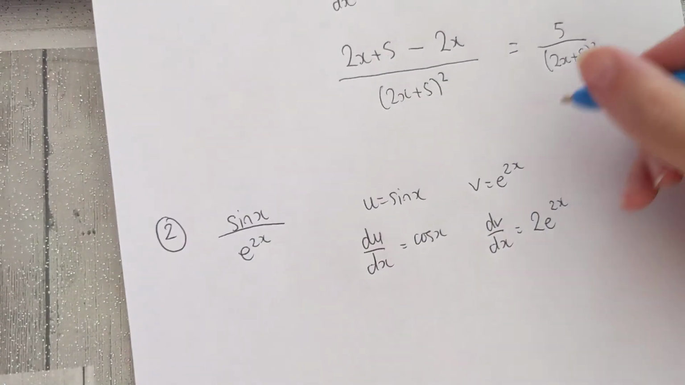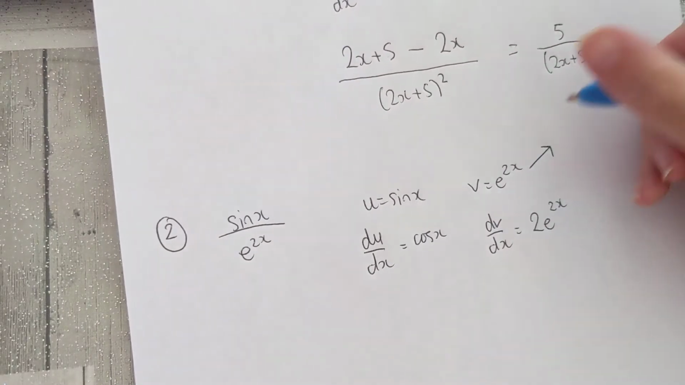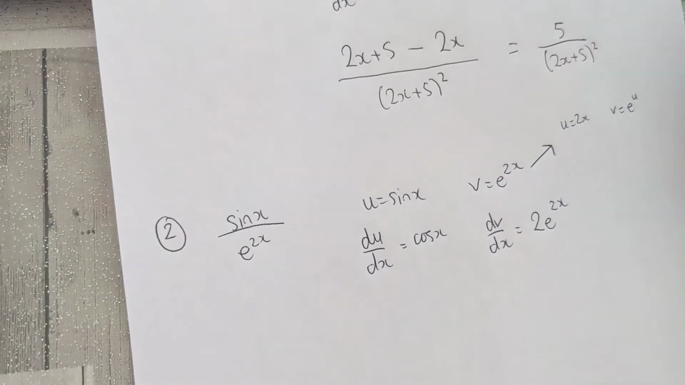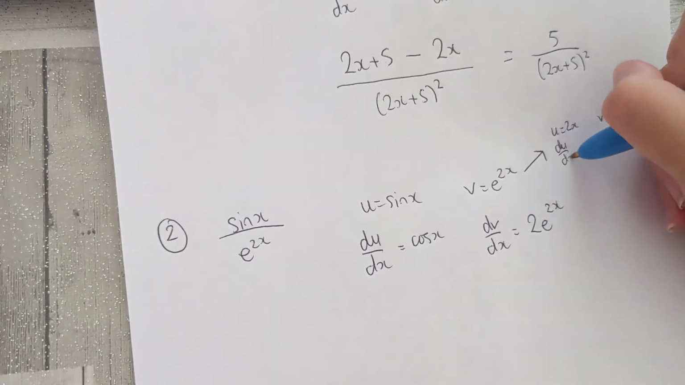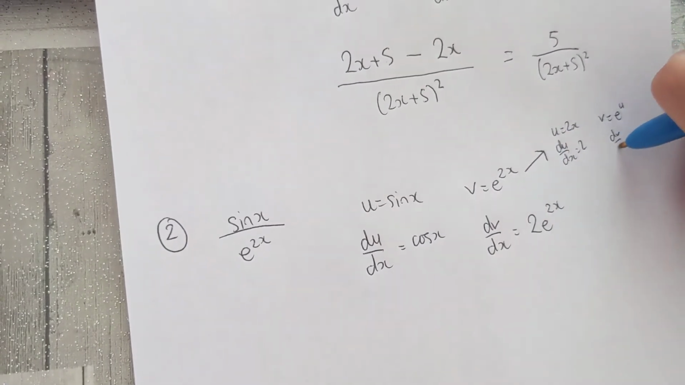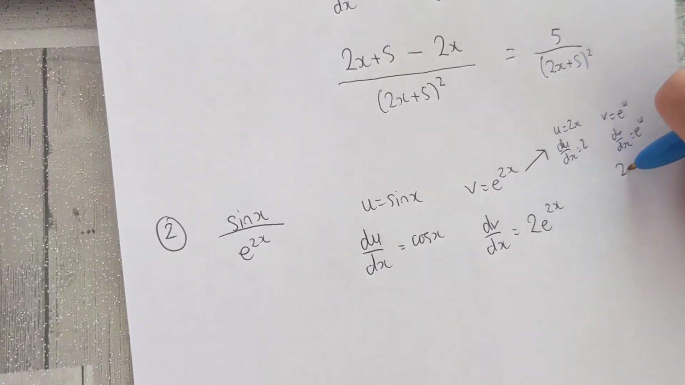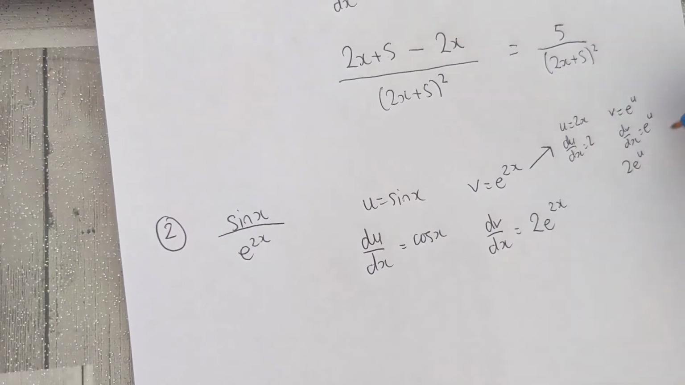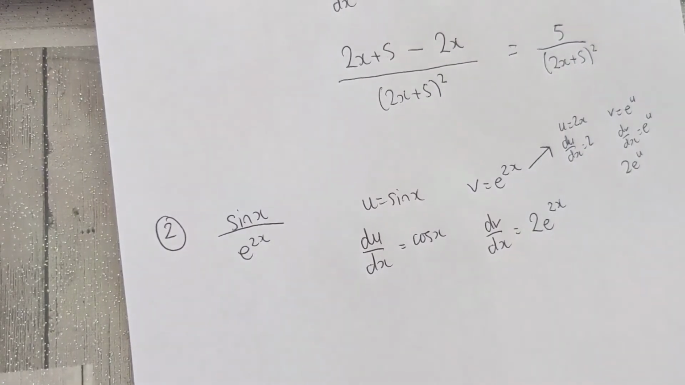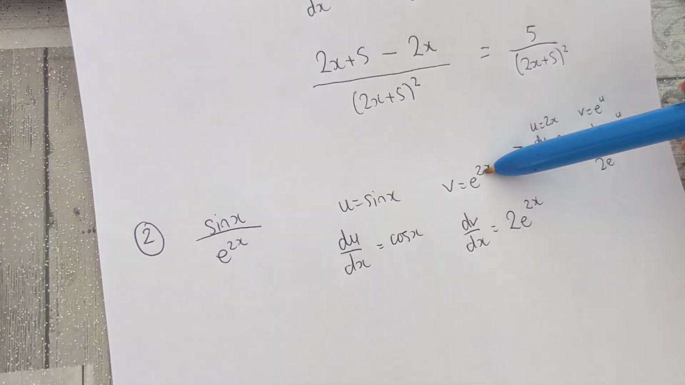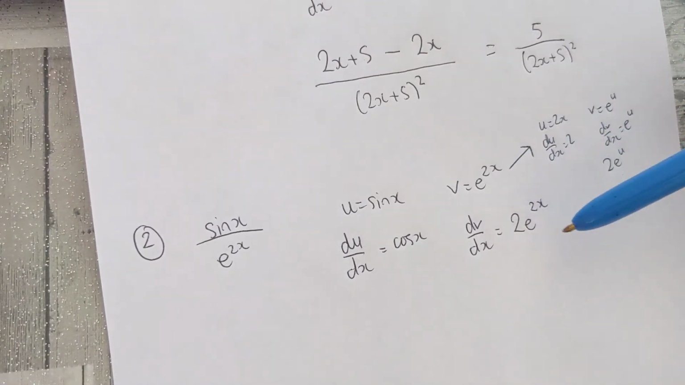If you weren't confident on that, if you didn't know that, you could always use the chain rule. So you could say u equals 2x, v equals e to the u, differentiate them both. That would stay as e to the u, and then you would times those together. Now, if you've got 2e to the u and u is 2x, you would then get 2e to the 2x. So you can do it the long way, but it's just easier if you can learn that fact already.